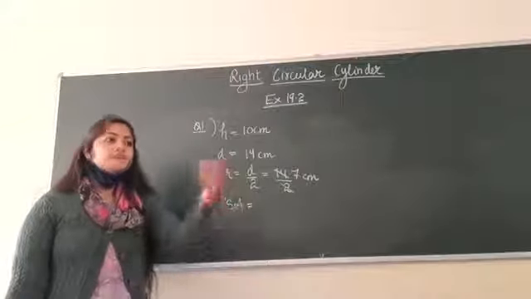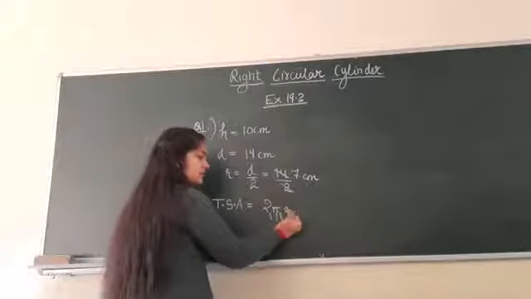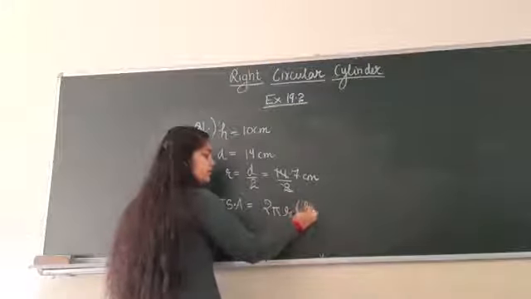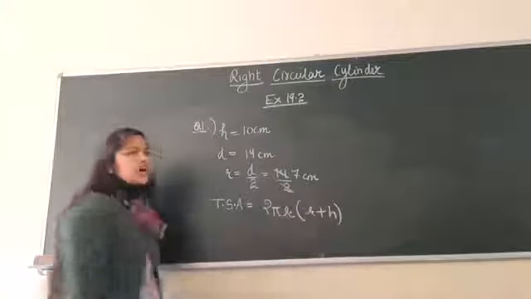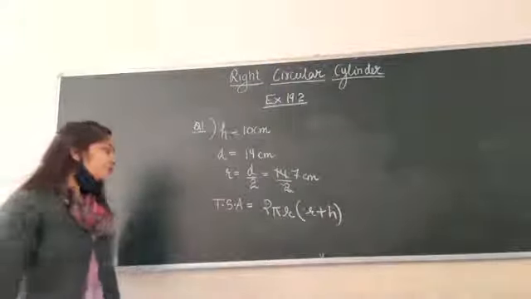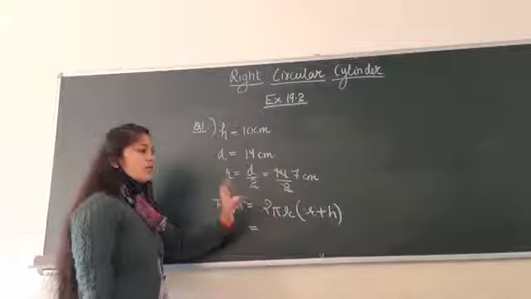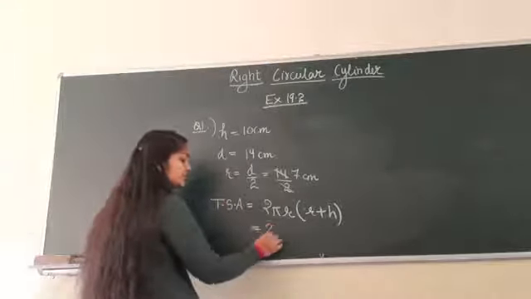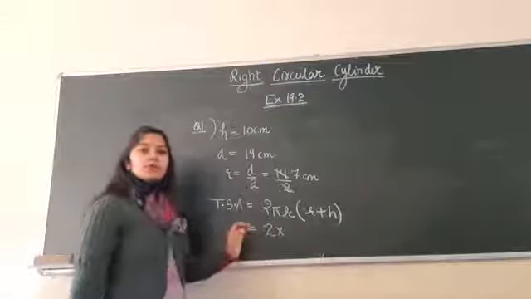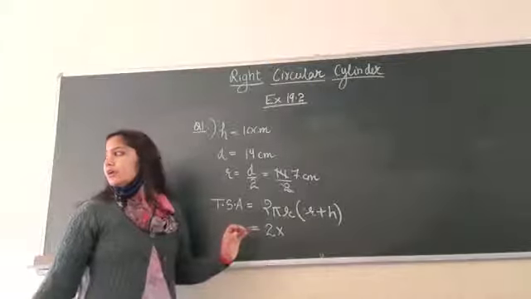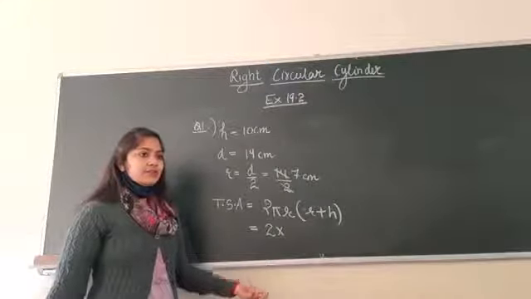Ma'am. Yes, Anushka? Ma'am, 2 pi r in the bracket r plus h. Okay. You can have r plus h, you can say h plus r. Both are right. Good. Sit down. So, total surface area formula is here. You just have to substitute the values. So in place of pi, what we will write? What is the value of pi? 22 by 7. Pi, sorry, I thought the radius.